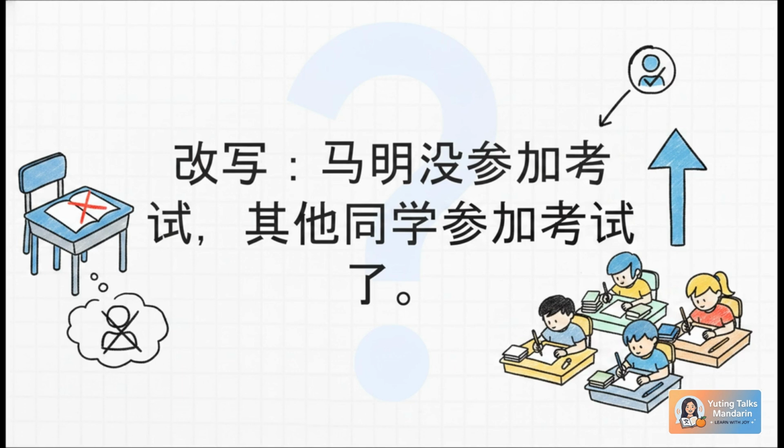The original sentence is 马明没参加考试，其他同学参加考试了。 So, Ma Ming did not take the exam, the other students took the exam. Imagine an exam room. Ma Ming's desk is totally empty while everyone else is working hard. I'll give you a few seconds to think. Are we adding something here, or are we excluding Ma Ming from the group of test takers? Think about which partner word you need.